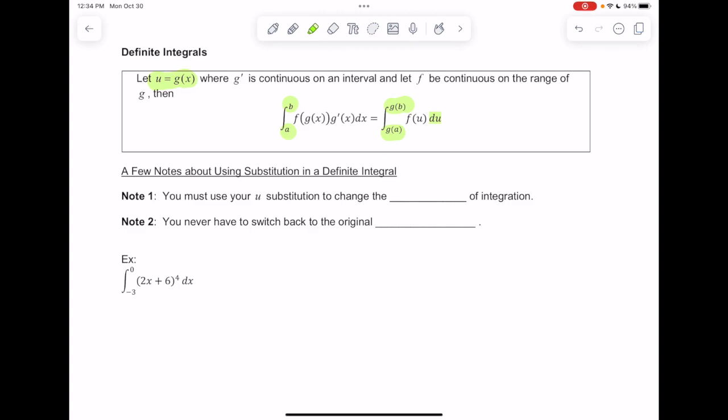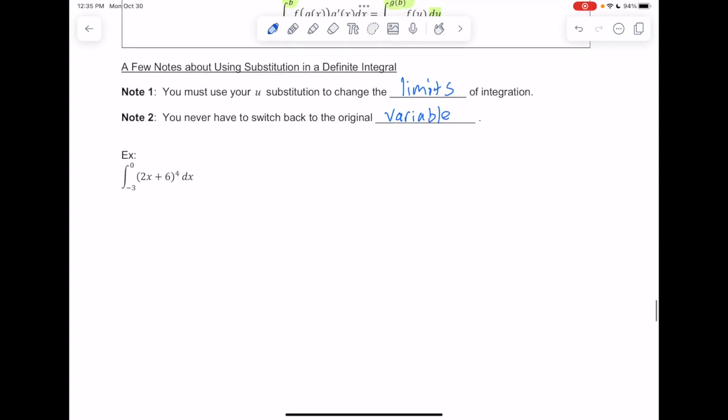So a few notes about this, then we'll look at some examples. The first note is you must use your u substitution to change the limits of integration. So that's the part I was just talking about. And the second note is you never need to switch back to the original variable. That's a surprising piece for people, and one that they often fight against a little bit. But because you're changing the limits of integration, you can plug those limits into the u answer of your definite integral, and it will give you the correct answer for the original. So let's go ahead and look at the process through an example.